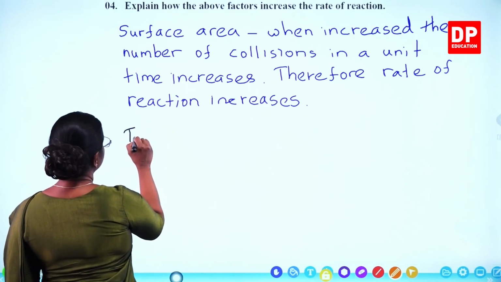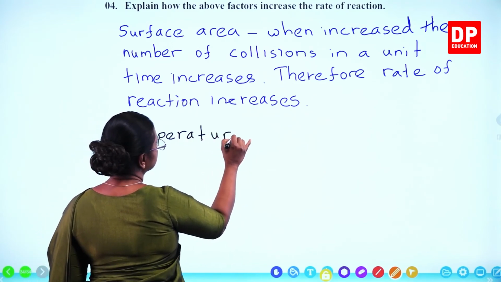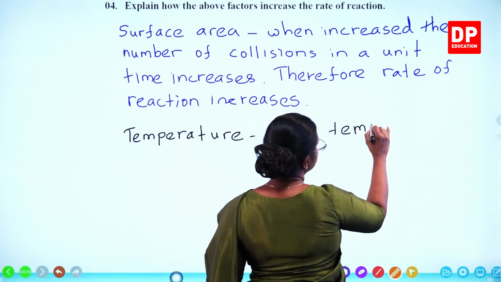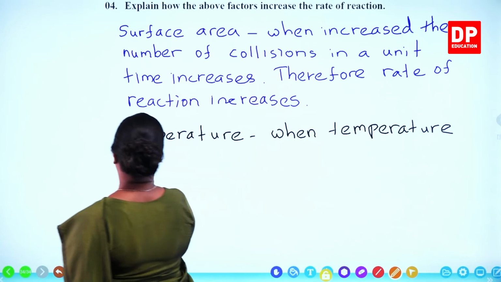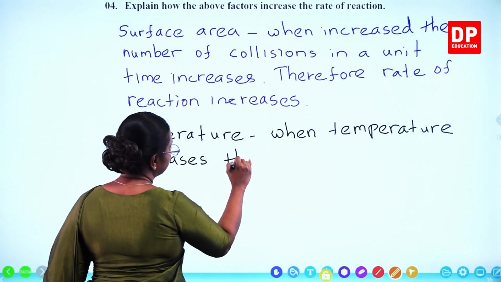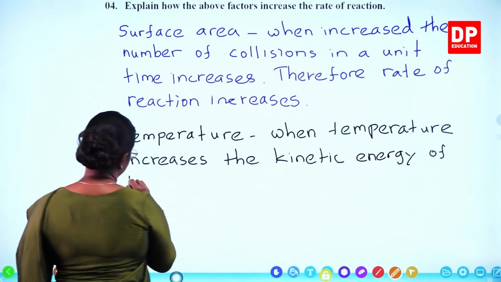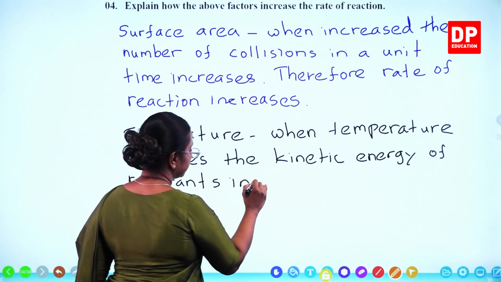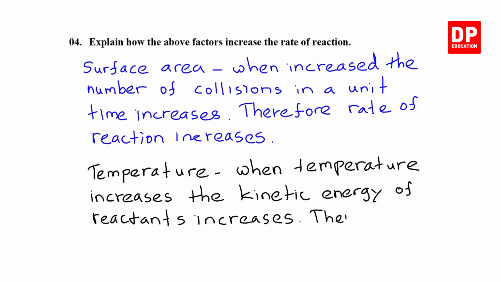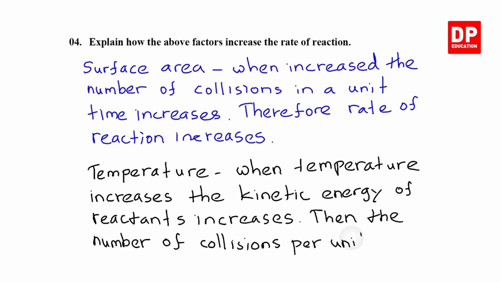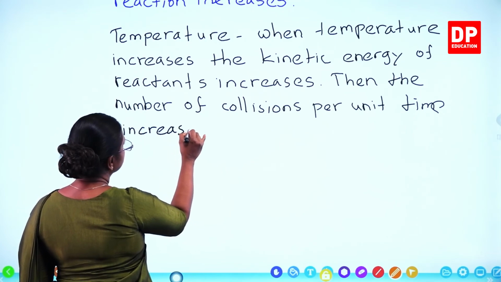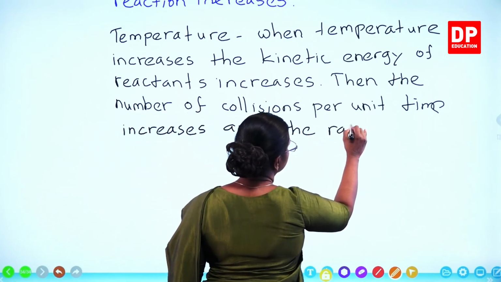Then we can say temperature. When temperature increases, the kinetic energy of reactants increases. Then the number of collisions per unit time increases and the rate increases.